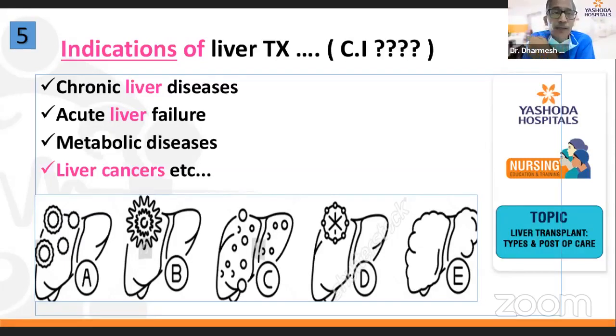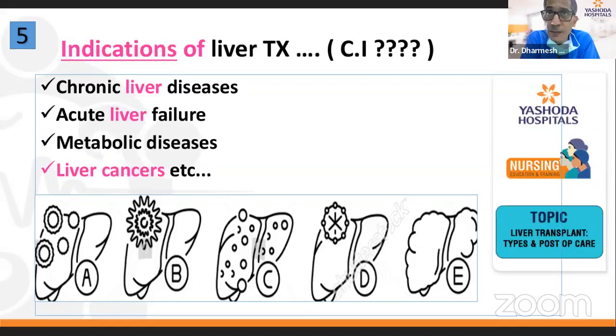Right. So Ms. Kezia has very rightly pointed out the various indications for liver transplant. In the pediatric age group, the commonest indication is extrahepatic biliary atresia. And then you would also see certain inborn errors of metabolism, which are actually single gene defects. These could be in the form of glycogen storage disease, galactosemia, tyrosinemia.